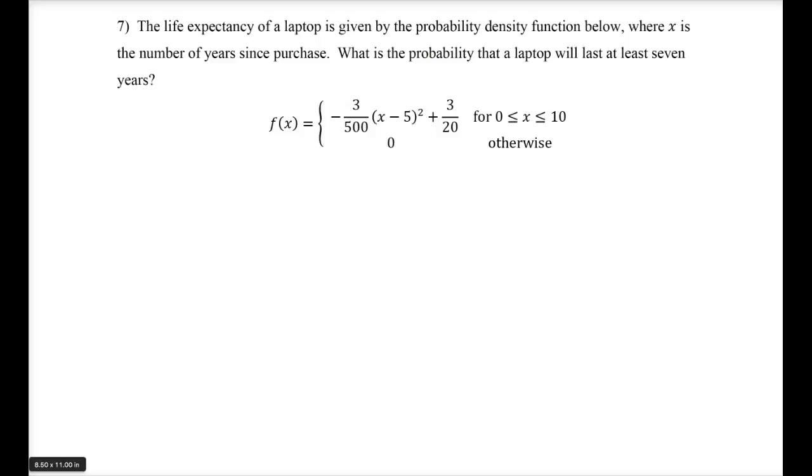If you notice from our values of x, we don't expect this laptop to last more than 10 years. The question is, what is the probability that the laptop will last at least 7 years? If it lasts at least 7 years, then it'll last 7 years, or 8 years, or 9 years, or 10 years, or anything in between. That's the first thing we need to understand.